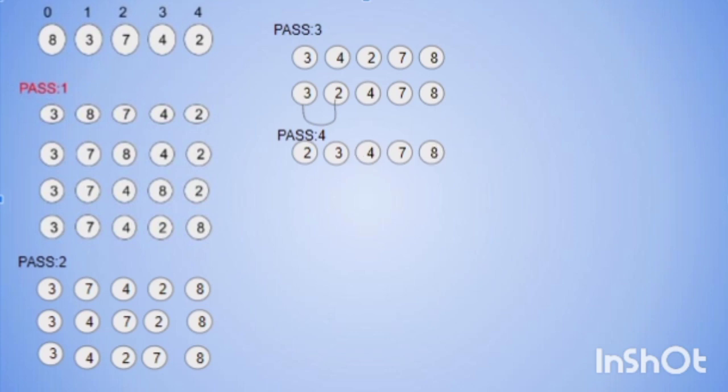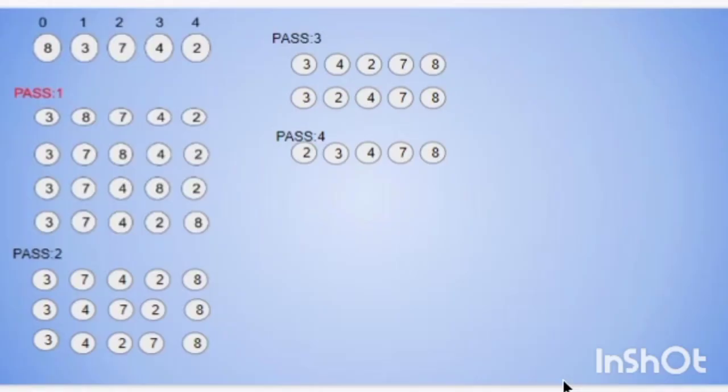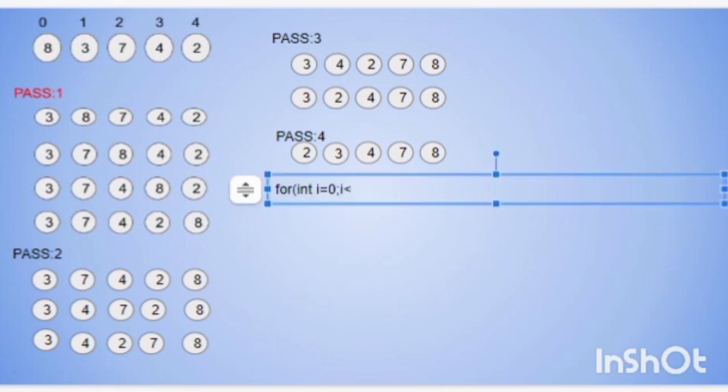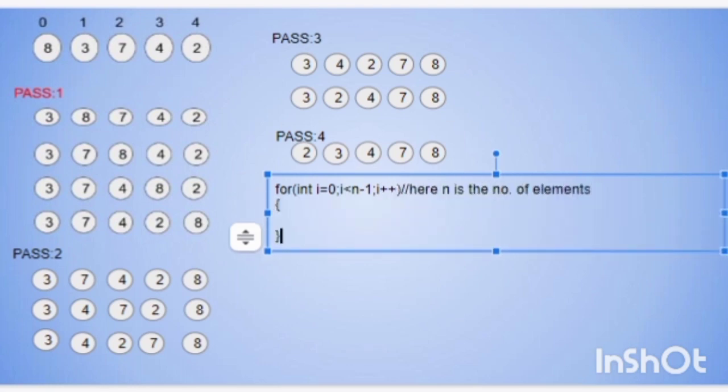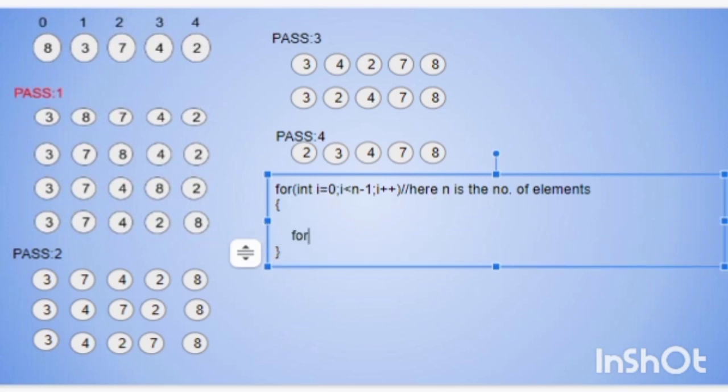Okay, now let's see the code. Code will be very simple. There will be two loops in this code. First one is the outer loop for passes and second one is the inner loop for comparisons. Outer loop will be from 0 to n minus 1, because there are n minus 1 passes required. Now we will add one inner loop in this outer loop. Inner loop is for comparisons. It will check adjacent elements. It will also start from 0 because we are always starting from the first element in every pass.